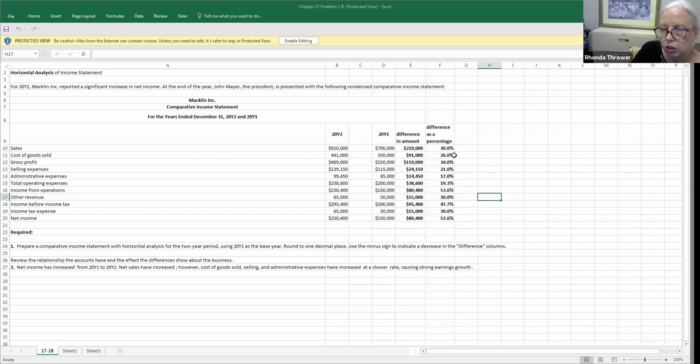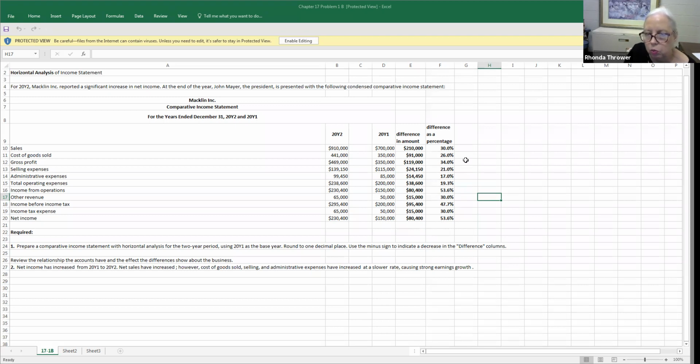So we need to look at the differences and determine what the difference is as a percentage, and then analyze what's going on with the particular company. So although we've had an increase in sales of 30%, we also had an increase in cost of goods sold by 26%. And so all you're doing is analyzing the amounts. In the end, we look at our net income, and you can see it's increased by 53%. So you probably want to decide why that net income increased by 53%.